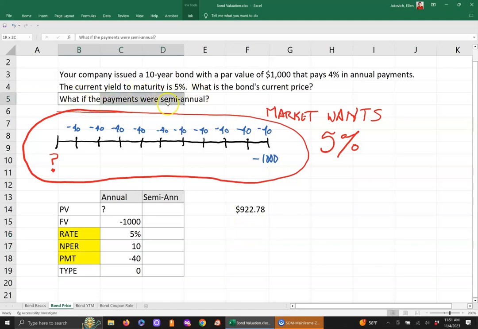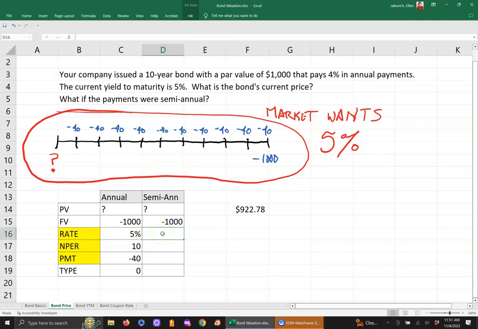Now, what if the payments were semi-annual? So let's just do that. We're still solving for present value. Future value doesn't change. You see how it's in blue? It's fixed. So minus $1,000. But these three are in yellow. They must be converted to the smallest time period mentioned in the problem, which is semi-annual. So these three must be converted to semi-annual figures.